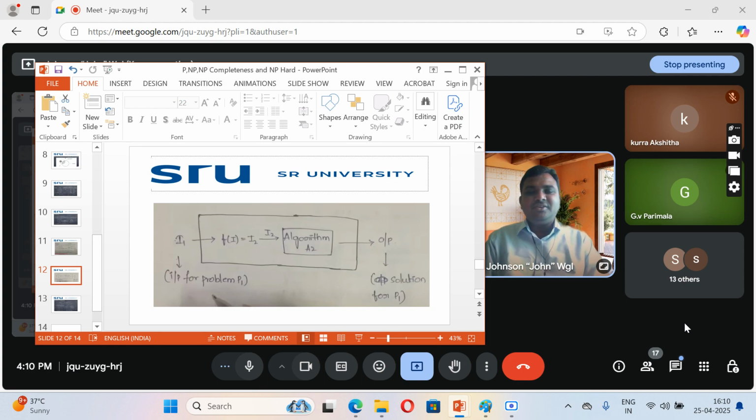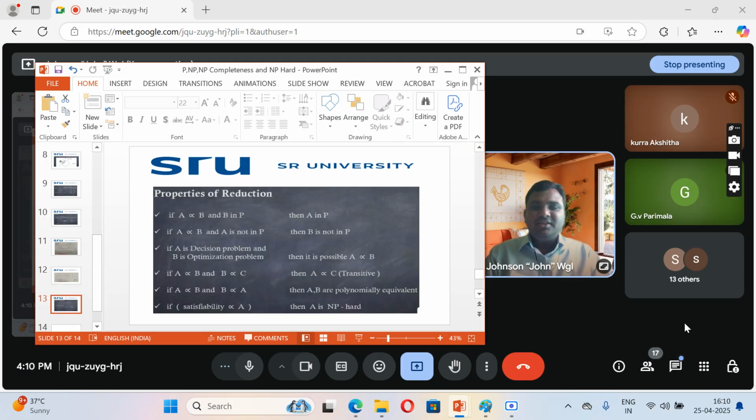Then the conversion of I1 to I2 uses some functions. Whatever the technique, if you know how the algorithm works, you should change the inputs using some function f of I. Then we can use whatever known algorithms there are and solve the problems. Then next, these are the properties of reduction.